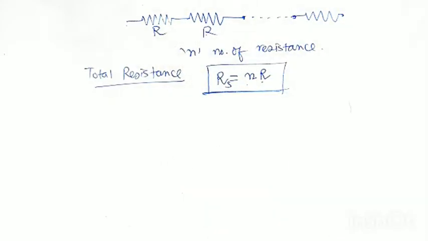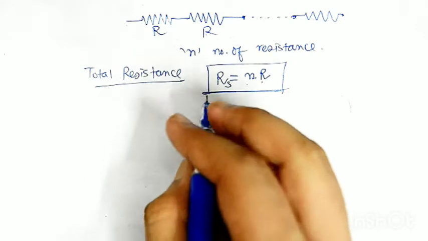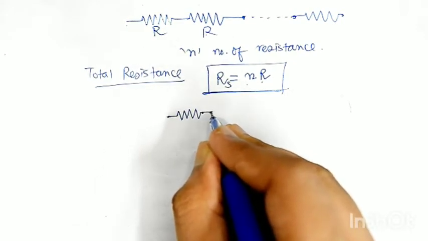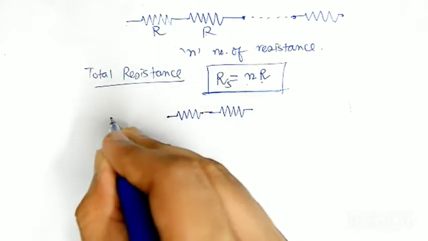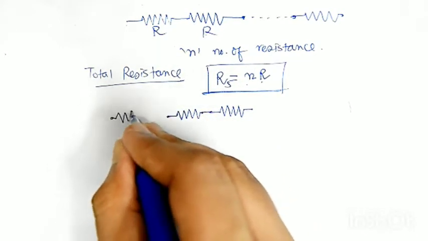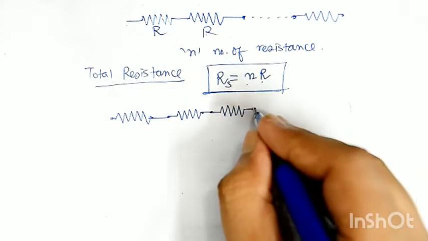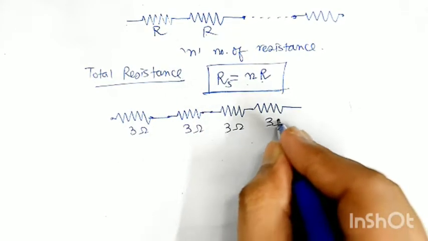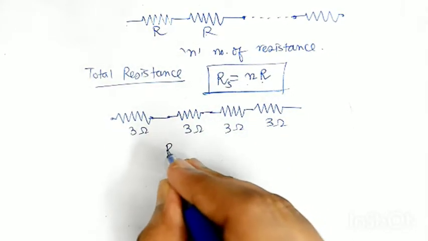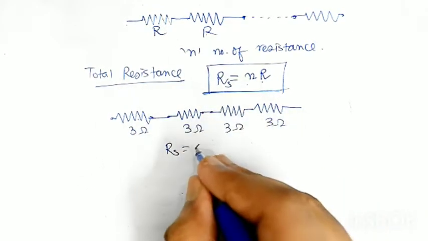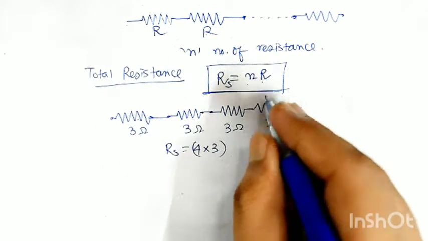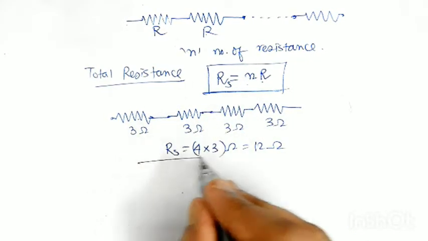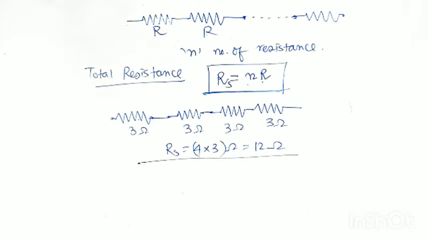This formula is very easily calculable. Just like if I add 4 resistances, each of 3 ohms, what should be the total resistance? The number of resistances is 1, 2, 3, 4 and each resistance is 3. So nR, that is 12 ohms. This formula is very easy for calculating short questions and numericals.